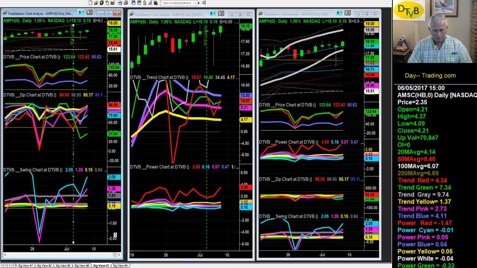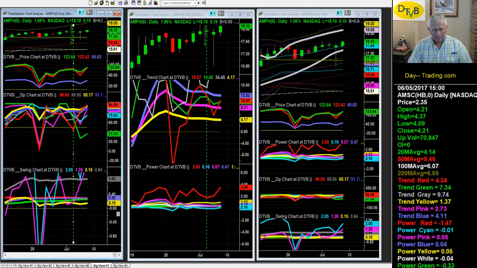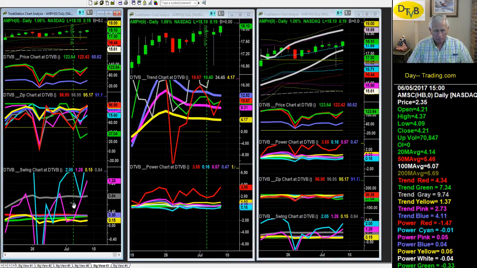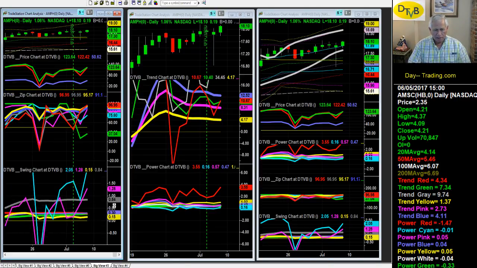We have, I'll say, divergence between the pink and the Zion in its relationship above and under the two swing red and green lines, the group of short-term trend lines, just like in the power chart in our comparison with power orange. Oftentimes people don't think of that as something that's a viable situation, but it is a contributing factor.